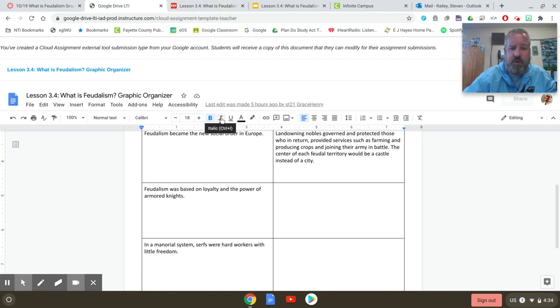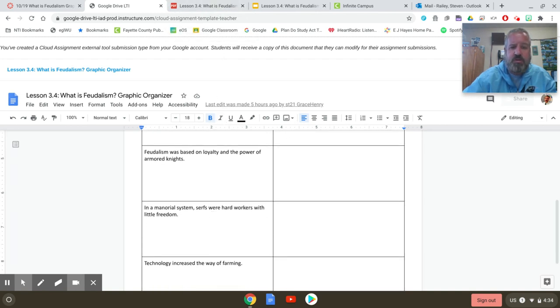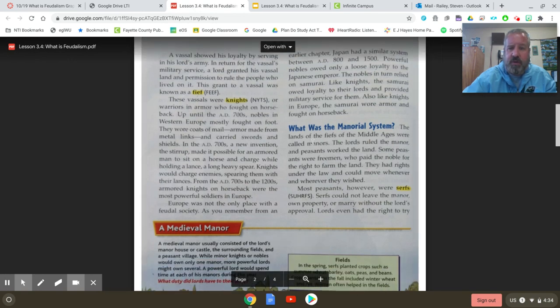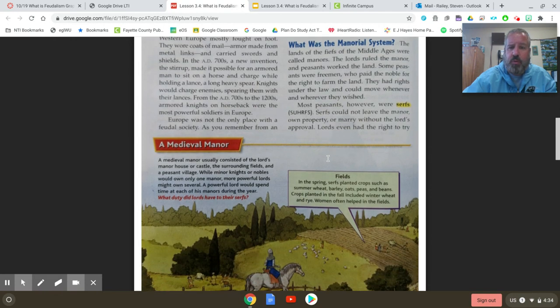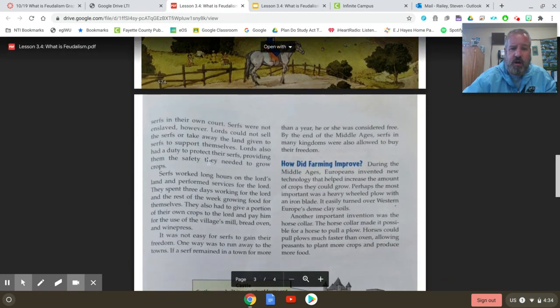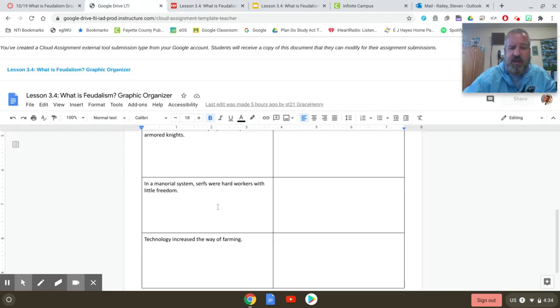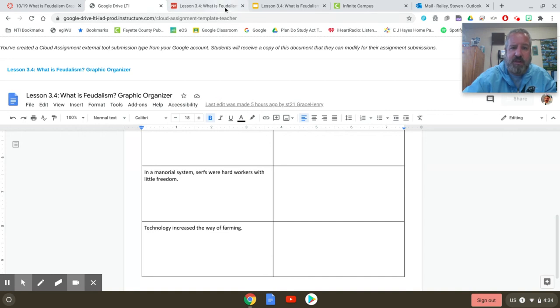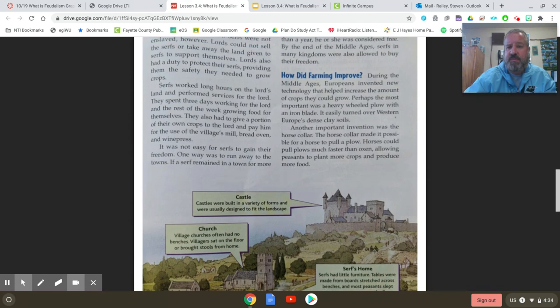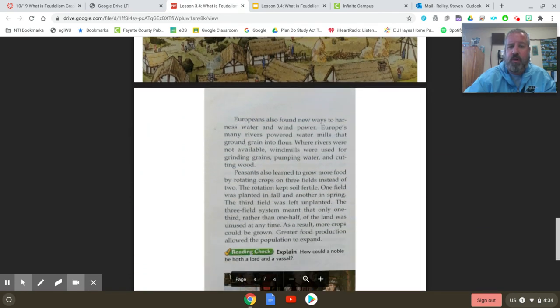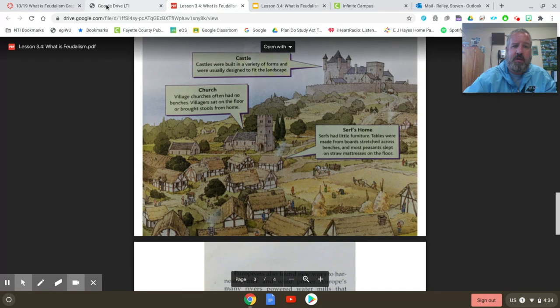The next one is the manorial system: serfs were hard workers with little freedom. You're going to come to the section about the manorial system and read about the serfs and what made them hardworking and loyal to the land. You're going to find 2, 3, 4 sentences about that. And then the last one: technology increased the way of farming. You can see this last section, How did farming improve? Each one of these paragraphs talks about 1 or 2 things that helped improve farming, so you're just going to write those down in your graphic organizer.